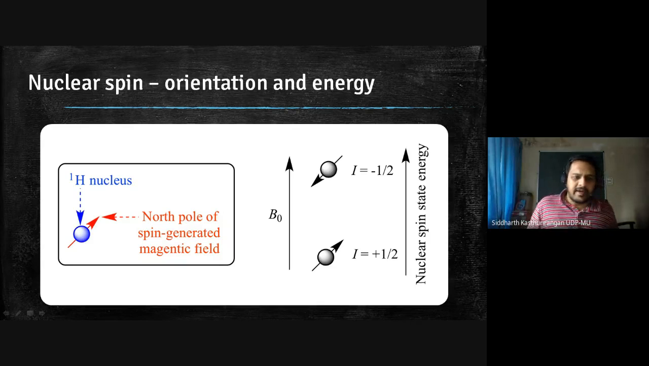NMR, nuclear magnetic resonance. The idea here is that you have a proton, and that proton has a spin, and when you place it in a magnetic field, it can either point in a spin up direction or a spin down direction. Spin down generally has higher energy than spin up because it is easier to orient in the direction of the magnetic field and more difficult to orient opposite to the direction of the magnetic field. Okay.